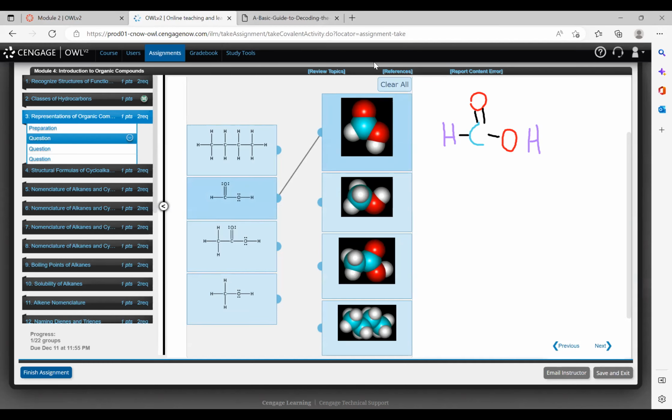Now, don't let these dots on the side worry you. These are called lone pairs, which just mean that they are electrons that are not in a bond. So you'll see them around oxygens, or you may see them around nitrogen.